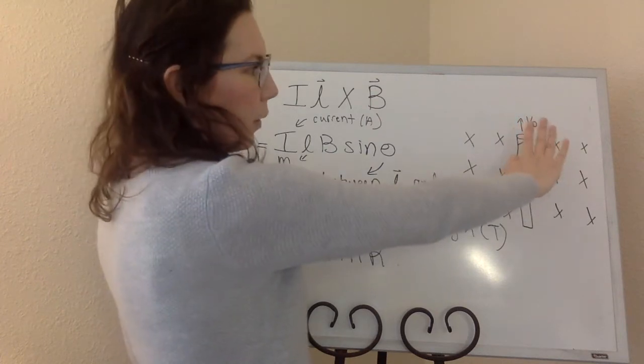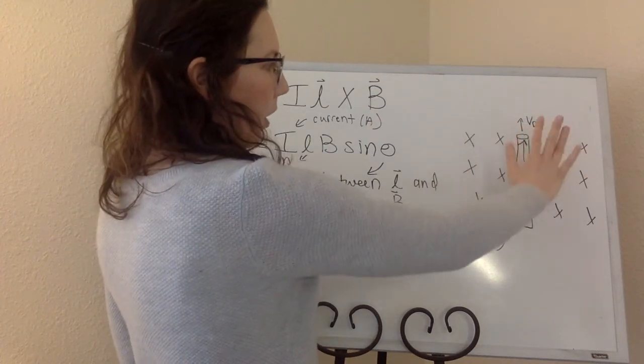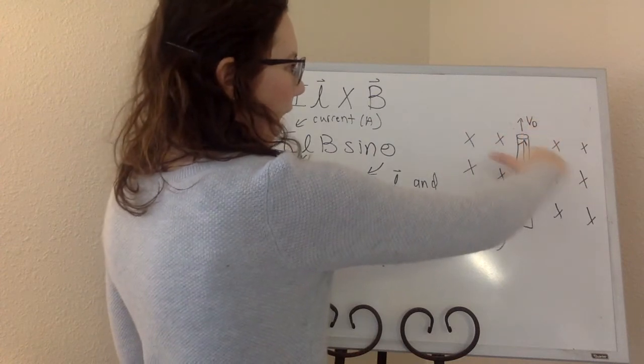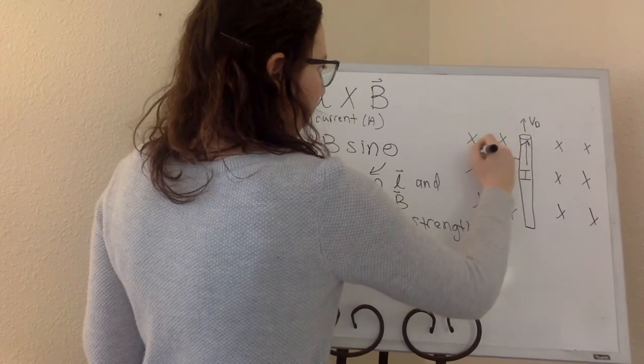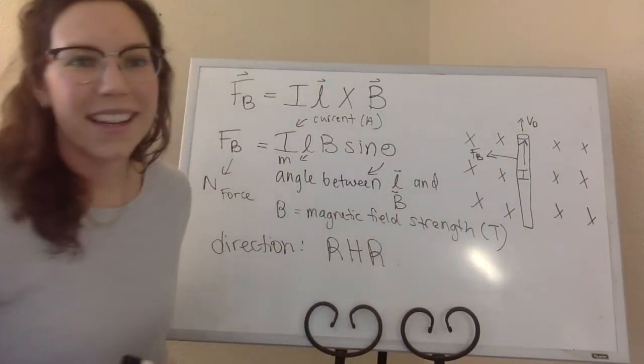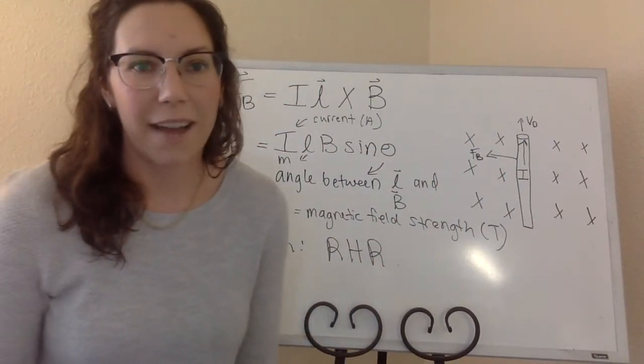And then I'm going to curl them. This is into the page, so I'm going to curl them into the page, and then my thumb is naturally pointing to the left. So the magnetic force in that case would be directed towards the left.